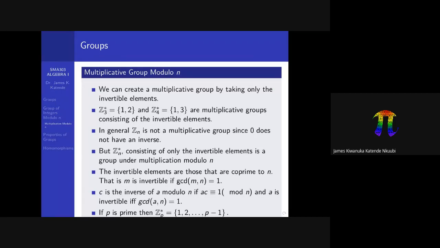Maybe what we need to remember here is that under addition modulo n, Zn is a group. Under multiplication, Zn is not a group, but if we pick only the invertible elements to construct the set Zn star, then we have a multiplicative group. Under multiplication, it's not a group until you remove the elements which are not invertible. Under addition, it will always be a group, addition modulo n, not the usual addition in integers.